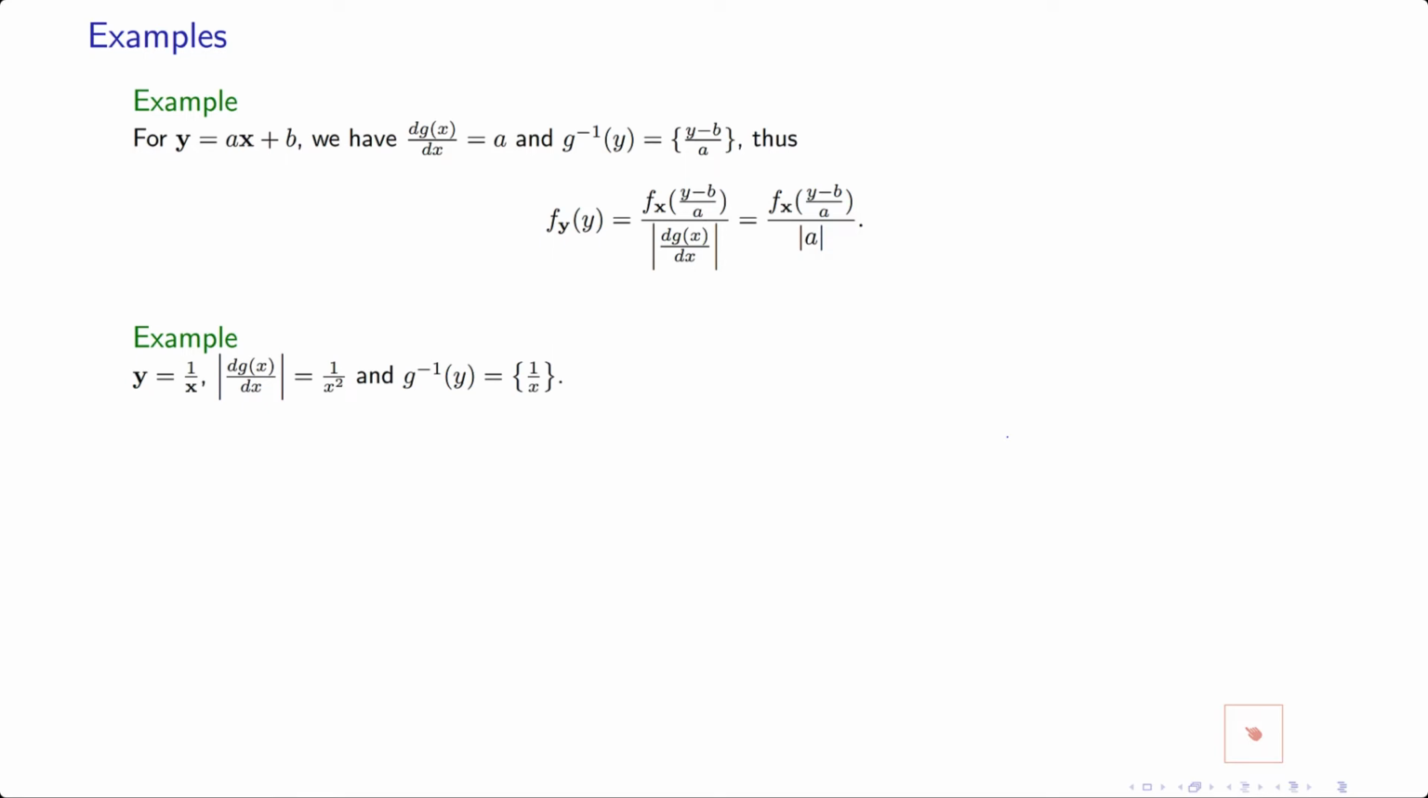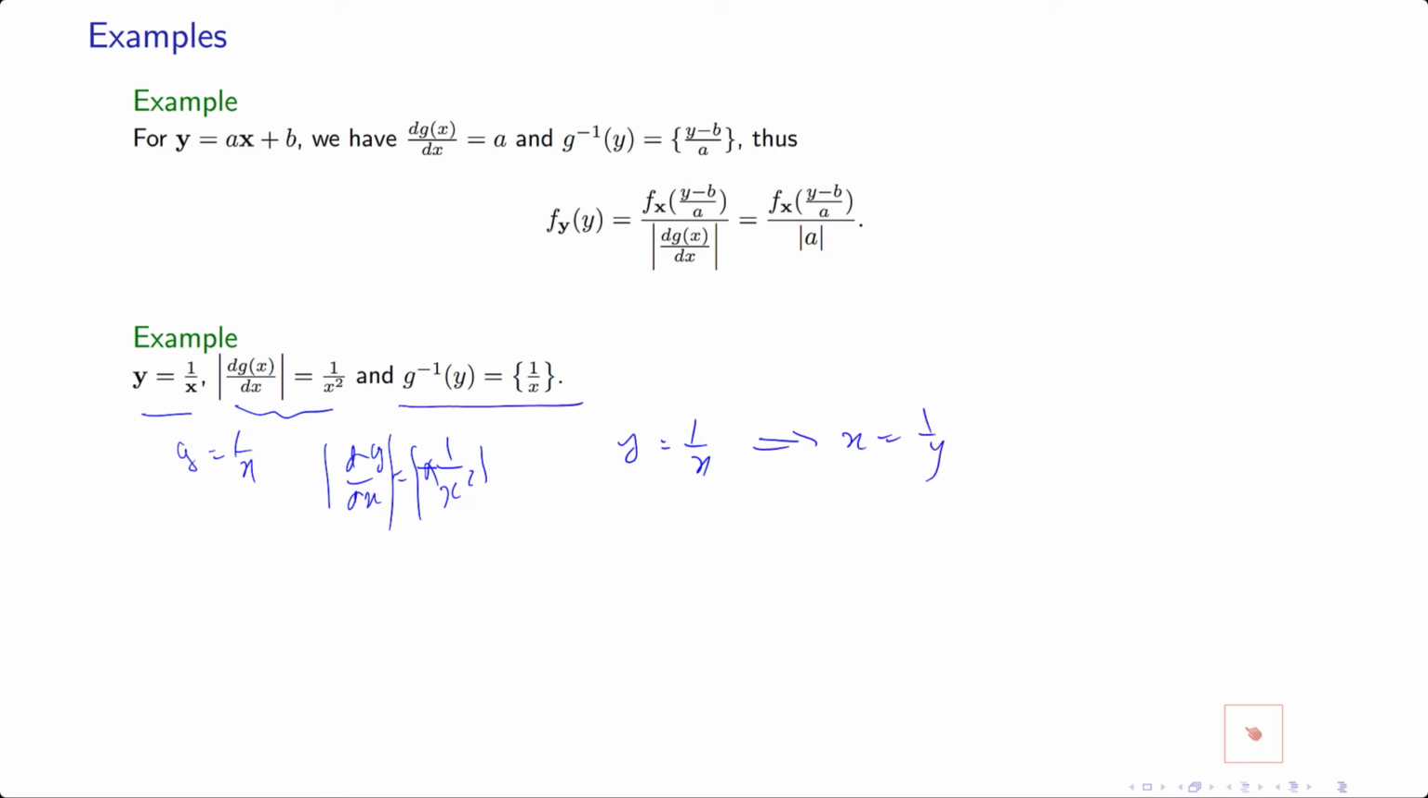Let us have a second example. In this example, I consider this function, y equal to 1 over x. I calculate the derivative, dy over dx, which is equal to minus 1 over x to the power of 2, but I have to put the absolute value of that, so this minus will disappear. That is why I have this. And then, y equal 1 over x. If I want to solve it, from here I get x equal to 1 over y.